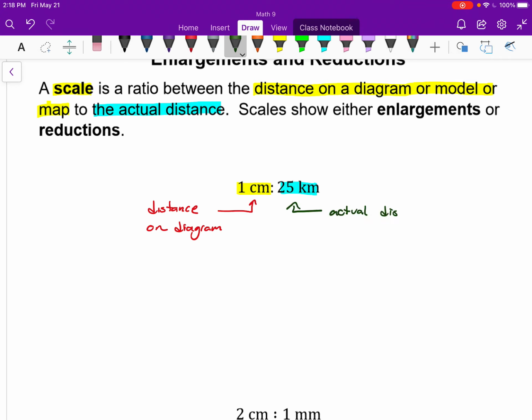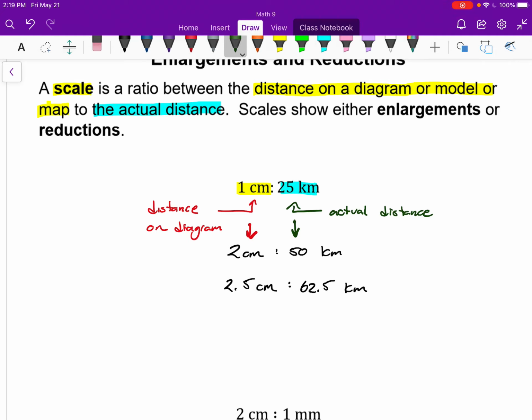So to me, this looks like a scale appropriate for a map, where 1 centimeter on the map is 25 kilometers in real life. So for example, 2 centimeters on the map will be the same as 50 kilometers in real life. And if I had 2.5 centimeters on the map, then I want to go 25 times 2.5, which would be 62.5 kilometers. So for all of these, the first value is on the diagram, the second is the actual distance.